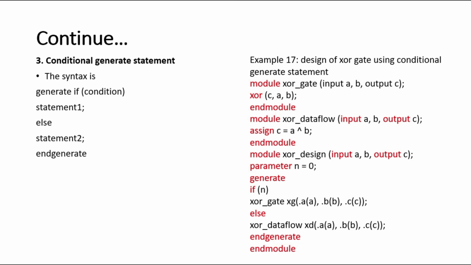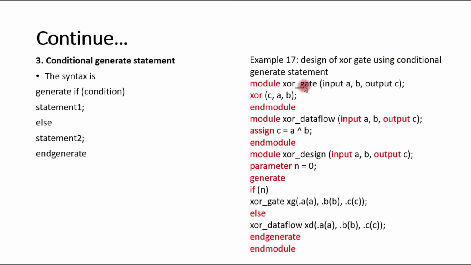The next is generate conditional statement, and here we are using if else statements inside the generate block. Generate, then if else conditions. If condition is true, execute the statement 1. If it is not true, then execute the statement 2. Same example, XOR gate using conditional generate statement.